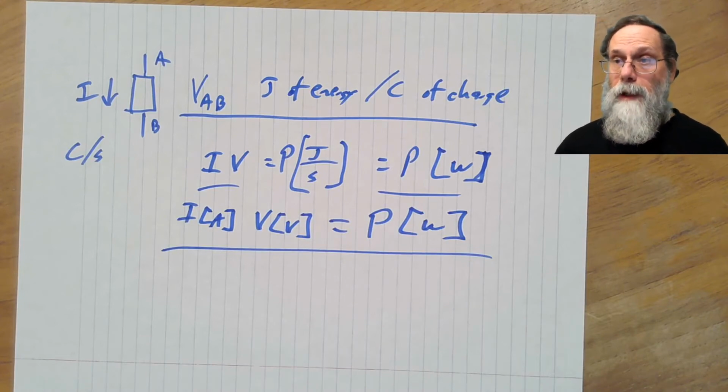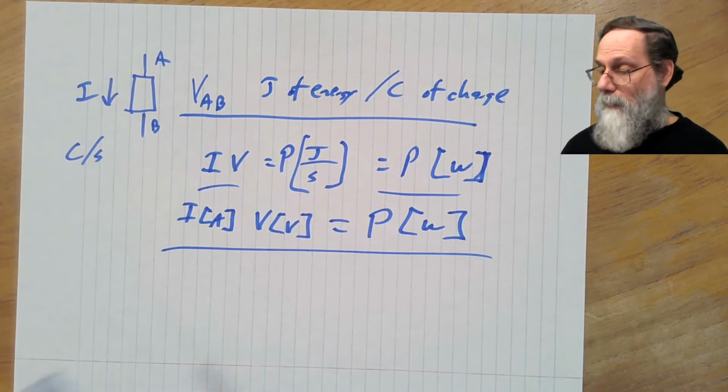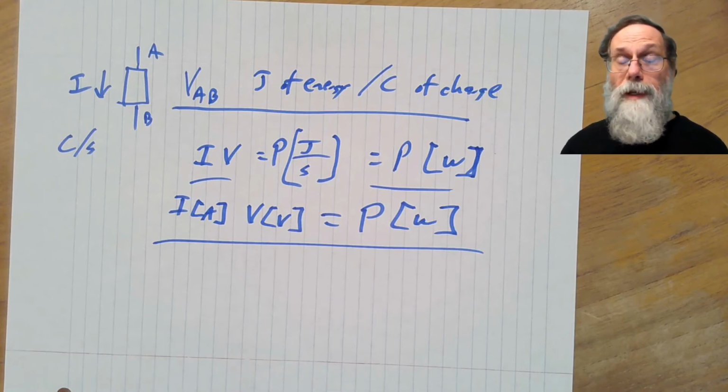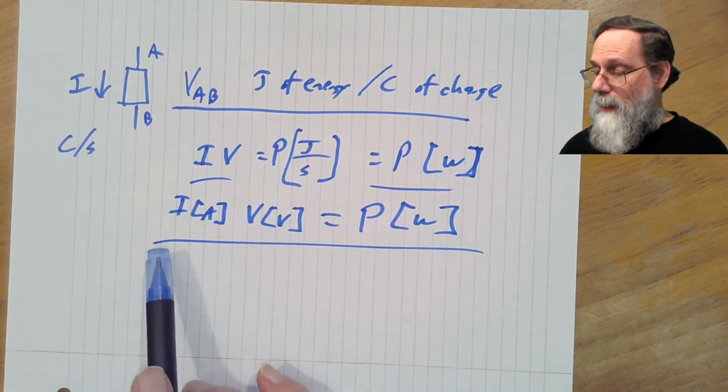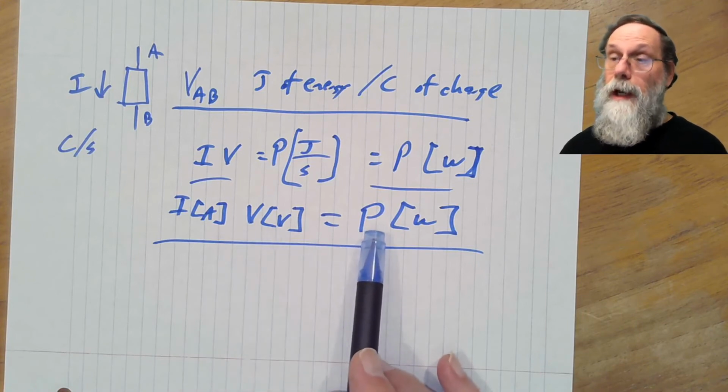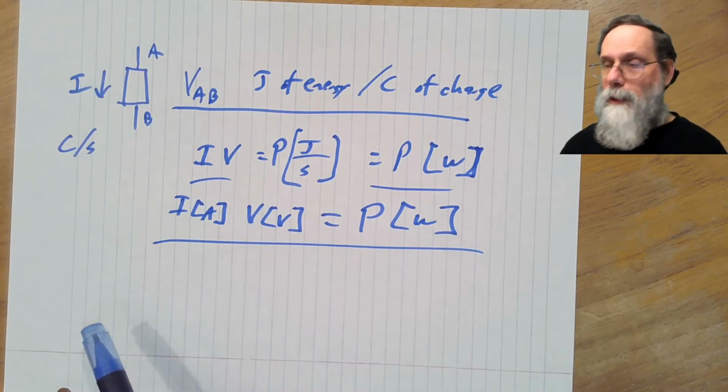This formula works for direct current, so when we have a constant voltage. It also works for instantaneous power. That is to say, if the current is time varying and the voltage is time varying, this will give you the time varying power.